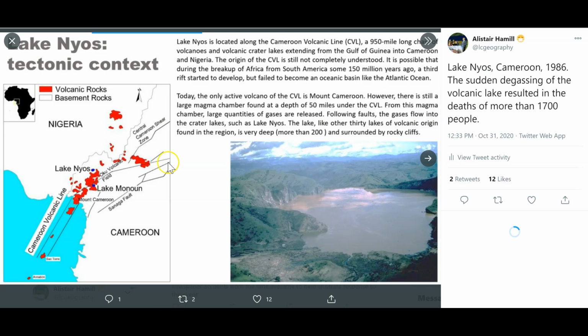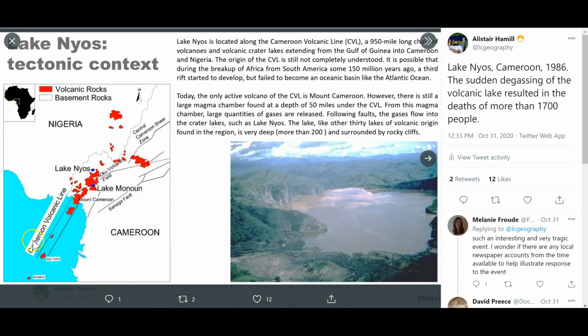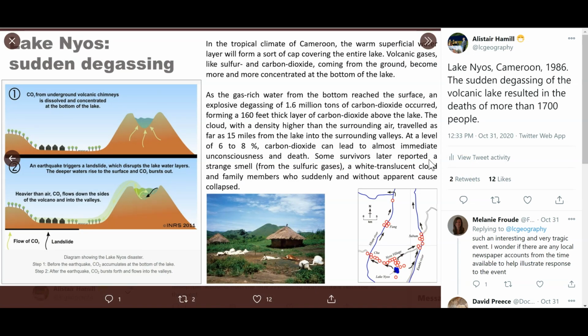So here's a little bit again of your tectonic context, your Cameroon volcanic line. We're not entirely sure what caused the volcanic activity there, but potentially it's related to some breakup of Africa from South America, whenever Pangaea was breaking up. There is Lake Nyos, a volcanic crater lake, and here is the tragedy that unfolded here.